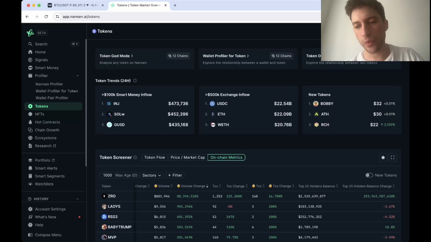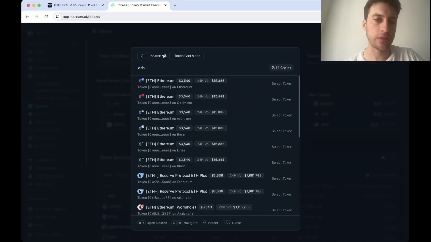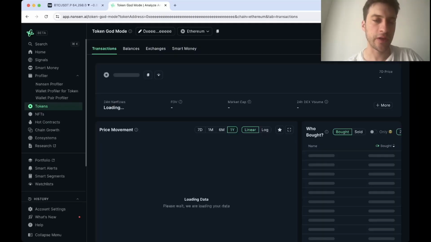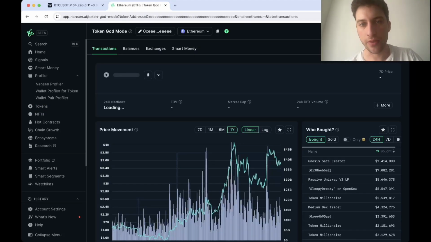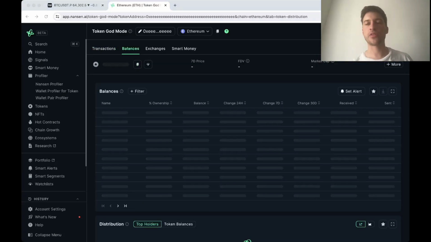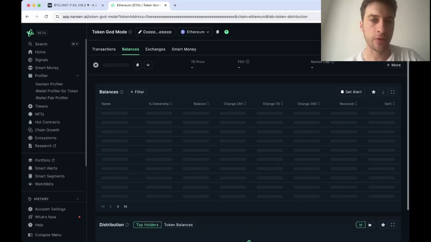But also, if you want to go a little bit deeper into tokens, what you guys can do is go to token God mode, which is by clicking this right here. And then we want to type in the most popular DeFi token. We can type in Ethereum. We can look at a lot of different things. One thing that I found pretty helpful is the balances page. Balances page is going to show you what whales are doing, how much of a coin is staked, and stuff like that, and its ownership.